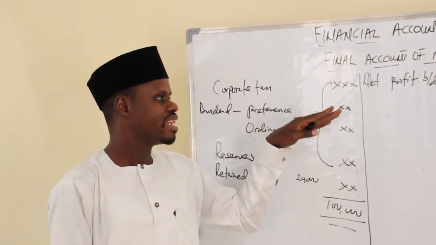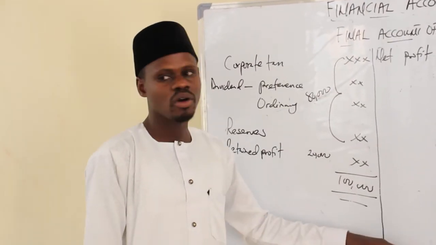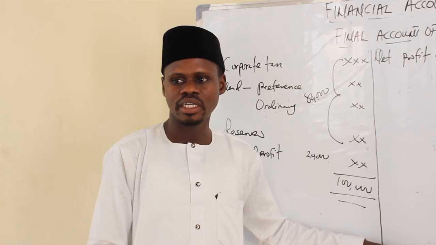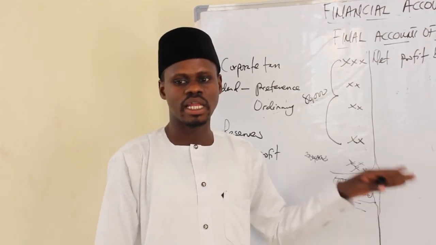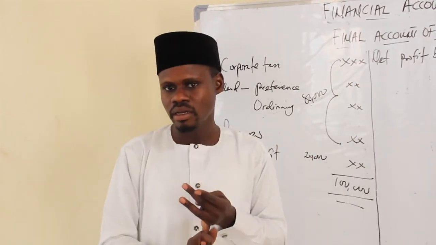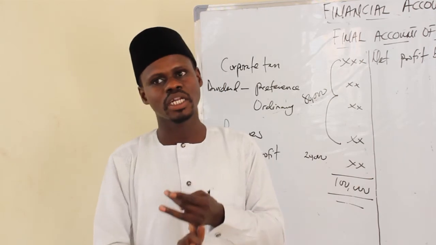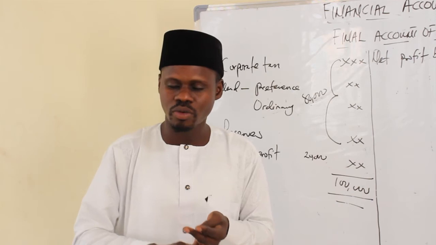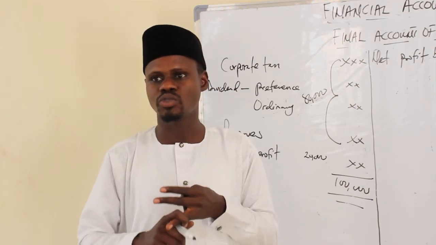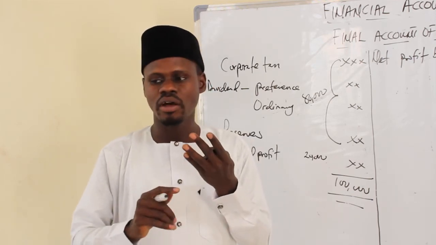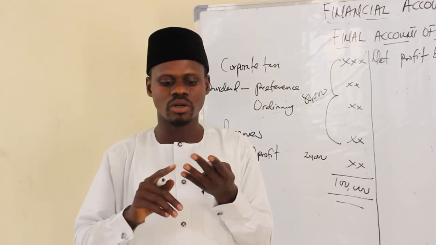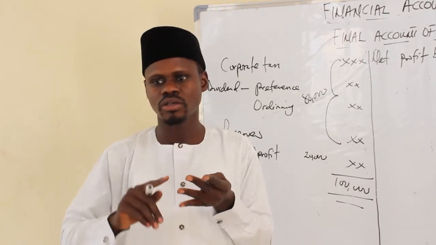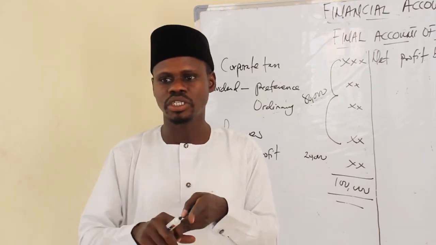So this is the final end of the trading profit and loss account. Like I said, the trading account is similar to that of the sole proprietorship and the partnership business. The profit and loss account is likewise similar. The only difference is on the debit side, under the expenses, where you are going to have director's remuneration, audit fees, and debenture interest.